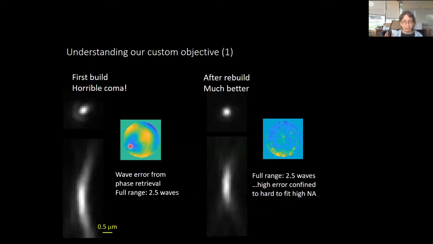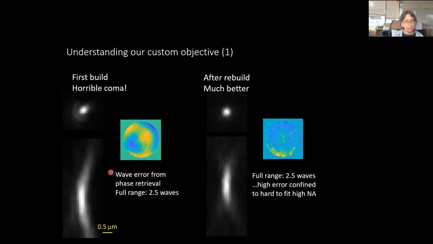So we specified our objective, with 1.0 NA and 3 millimeters of working distance and 1.552 for the index. And we got the first objectives back, and they were terrible. This is what the point spread functions look like: terrible stretched out axial point spread functions, asymmetric lateral point spread functions. This is recognizable as coma right away, which is usually due to decentering of one of the elements in the lens. And that's in fact what it turned out to be due to here.